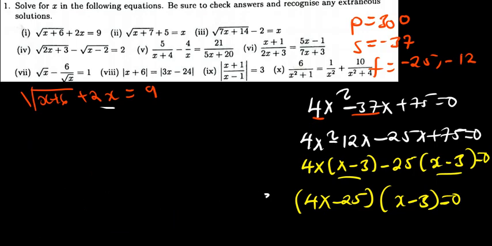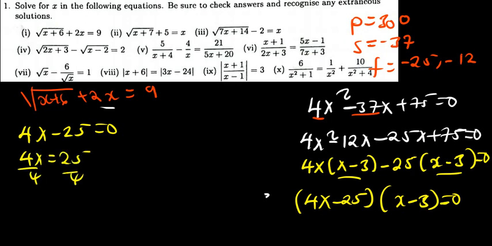So now, meaning I've got 4x minus 25 is equal to 0. Shift 25 to the other side. 4x will be equal to 25. Divide both sides by 4, and x will be equal to 25 over 4. I'm done with the first x.